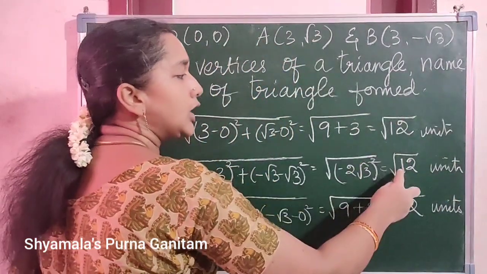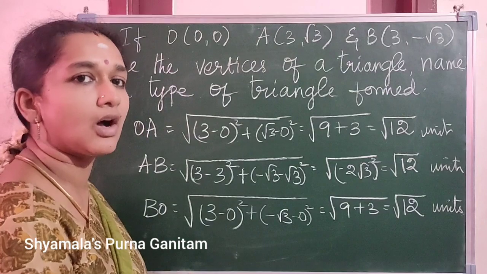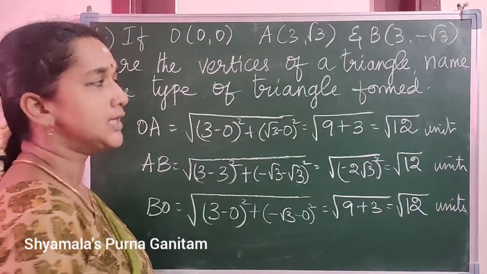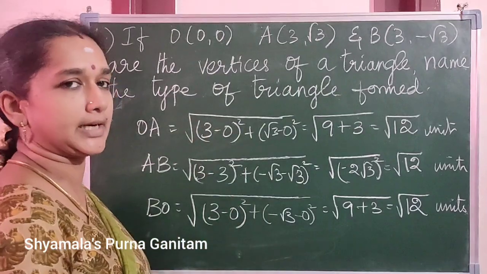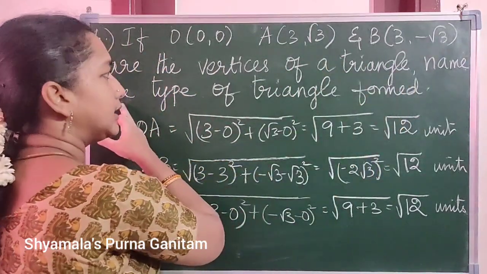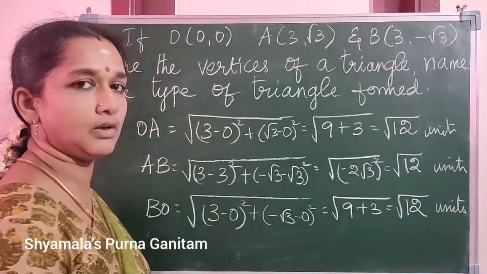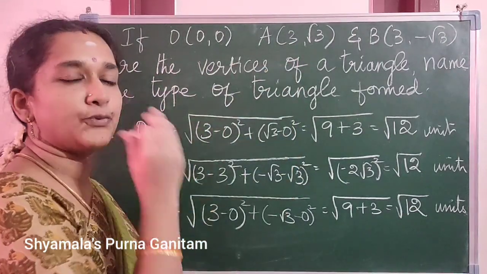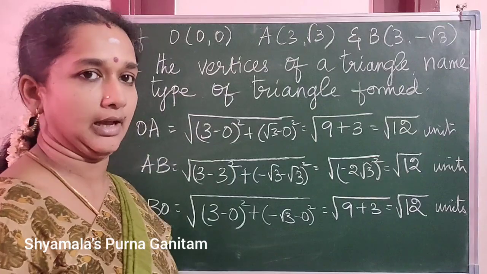Okay, so all three sides of the triangle are equal. The length of all three sides of the triangle are equal. So it forms an equilateral triangle. Definitely you have to write it. Name the type of triangle formed. So with the given vertices, it forms an equilateral triangle.